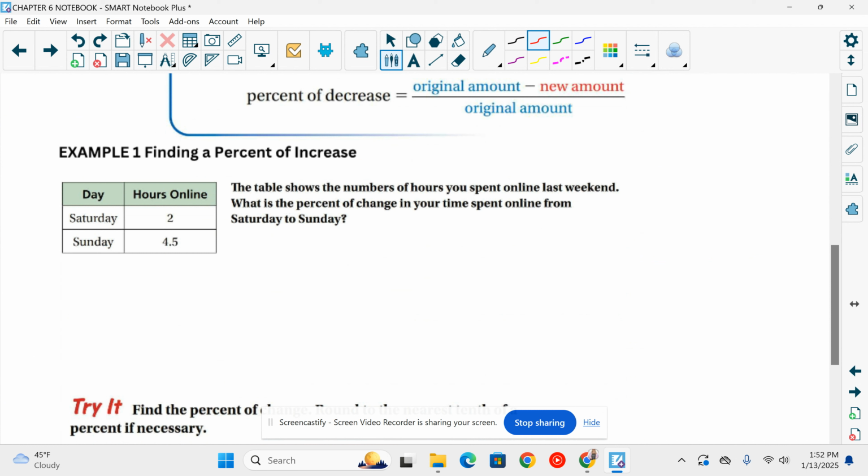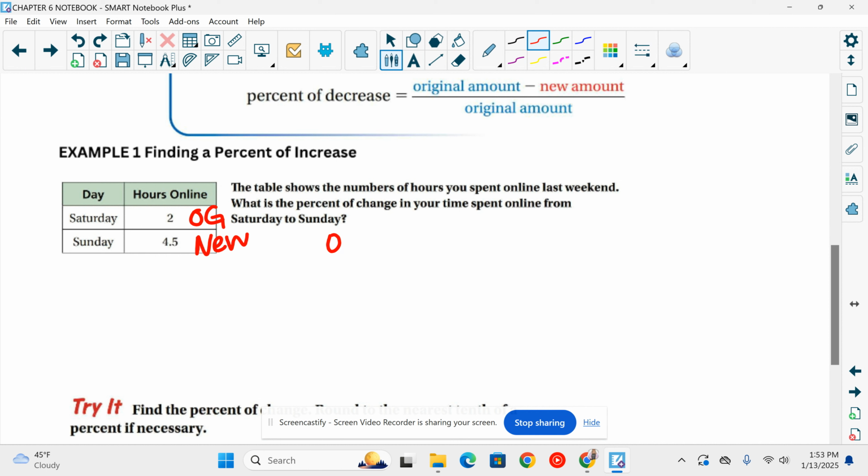So step 1 that we wrote down is to identify the OG. So which one of these is the original time? Saturday. That's where we started. This was the original. That's all you do for identify. You label it. This is the original. Which means, which one's the new one? Sunday. Just looking at this, did this increase or decrease? Increase.